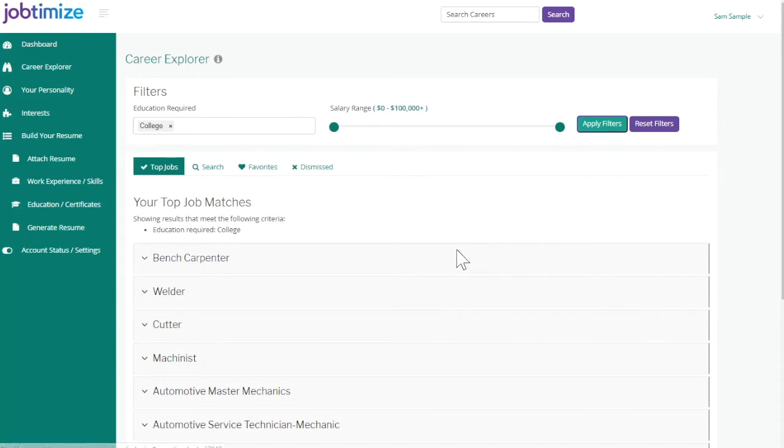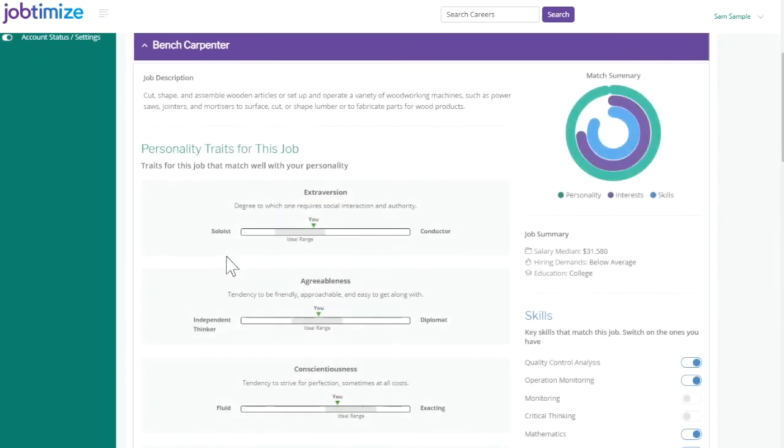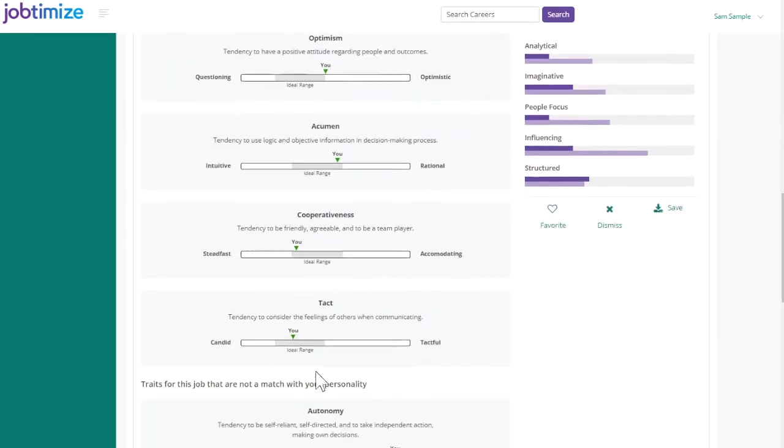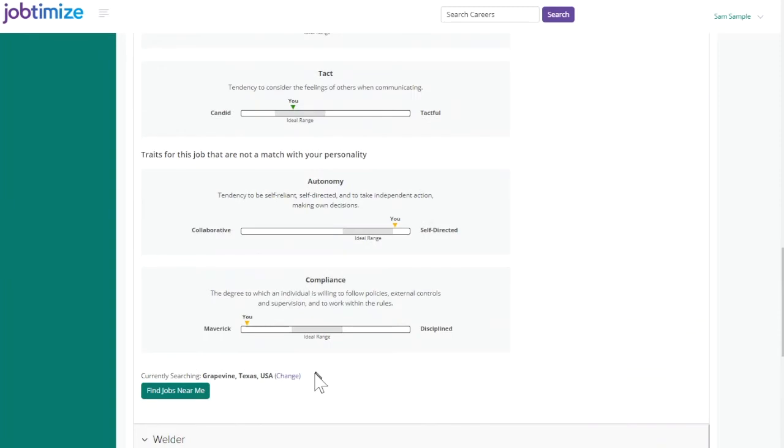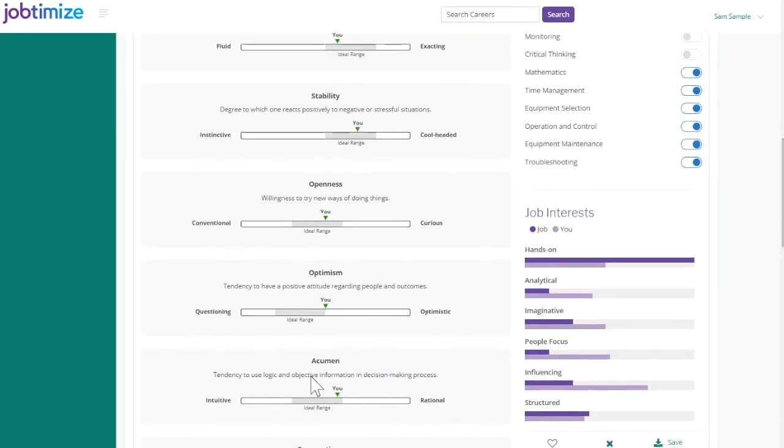The page is also very interactive in the sense that if Sam wanted to understand why he was a particularly good fit for bench carpenter and wanted to learn more about that, he would just simply click on the section header. And now what you see in this drop down is a very detailed view of Sam projected into this specific job. So in this section on the left hand side, what Jobtimize has done is list the traits that are critical to success in bench carpenter.